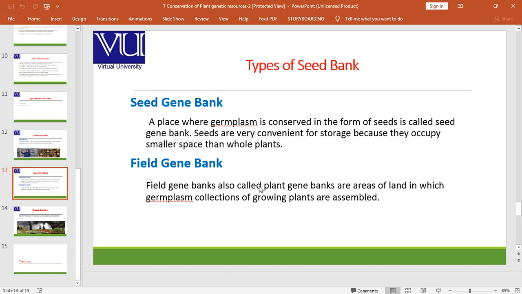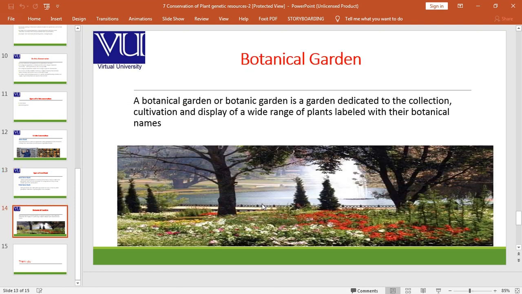Field gene banks, also called plant gene banks, are areas of land in which germplasm collections of growing plants are assembled. Then botanical garden. A botanical garden or botanic garden is a garden dedicated to the collection, cultivation and display of a wide range of plants labeled with their botanical names.